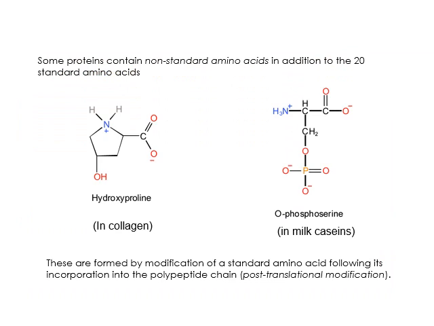In food, however, we may also find some modified amino acids on top of the 20 existing amino acids. Examples are hydroxyproline, which we can find in collagen, and O-phosphoserine, which we can find in milk casein.